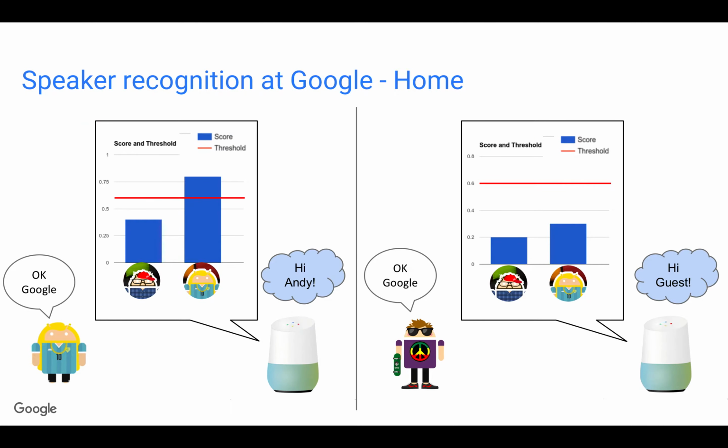On Google Home, we also have an application we call multi-user. You can ask questions like, OK Google, what's on my calendar? And the device will return events from your calendar. That's a personalized result. But if you have a family member and that family member asks exactly the same question, OK Google, what's on my calendar? The device will respond with a personalized answer from that family member's calendar.